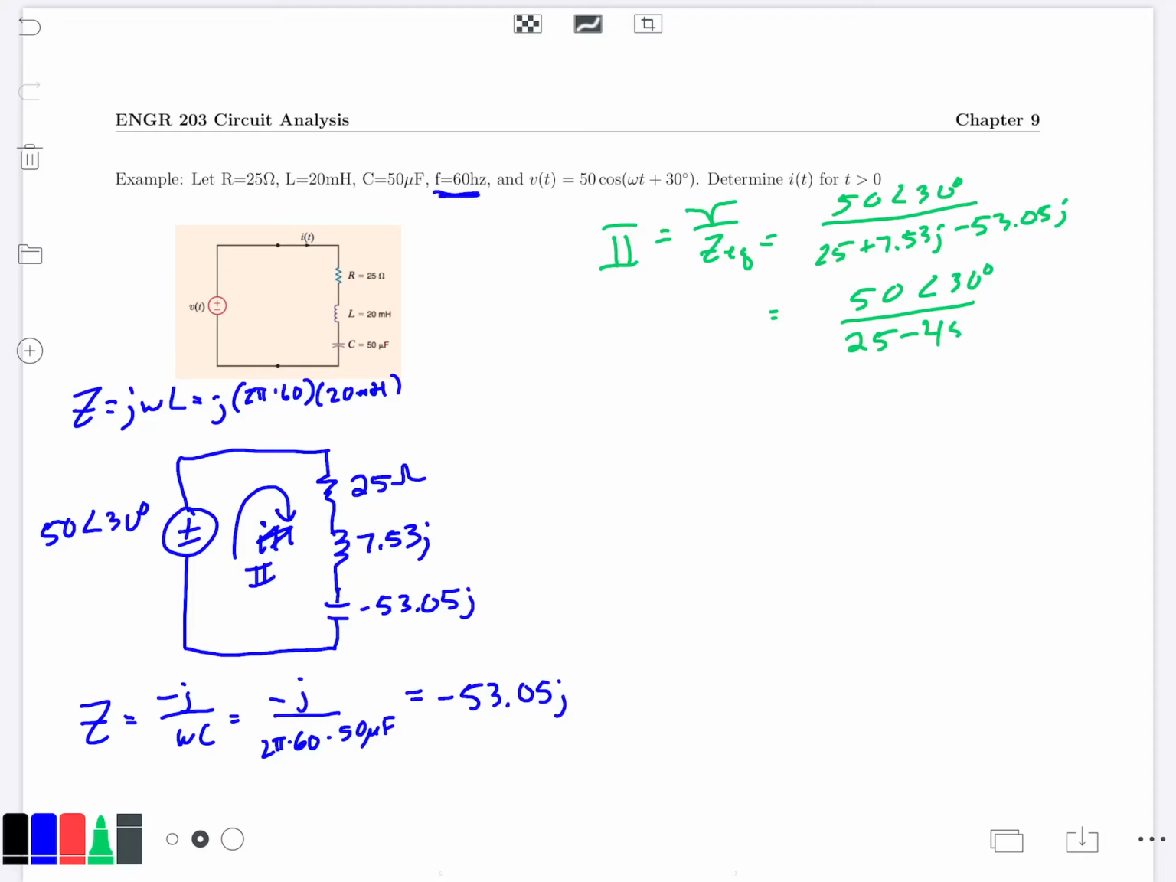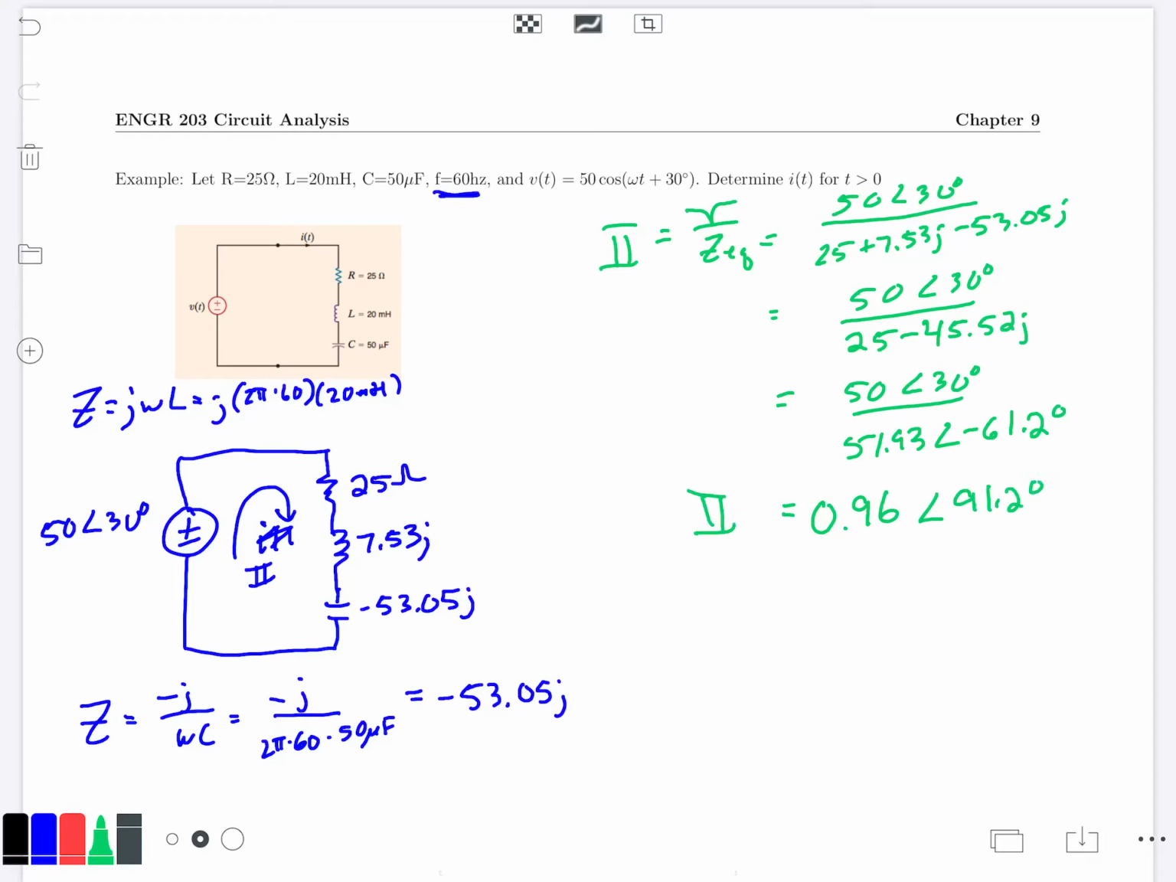I get negative 45.52 j. And since I'm dividing here, I'd like to write this in polar coordinates. So 25 minus 45.52 j, and I use my calculator to convert that into polar. I get 51.93 angle negative 61.2 degrees. By our rules for dividing polar, we divide the front numbers and I get 0.96, and we subtract the angles. Be careful here: 30 degrees minus negative 61.2 degrees, you add them, you get 91.2.